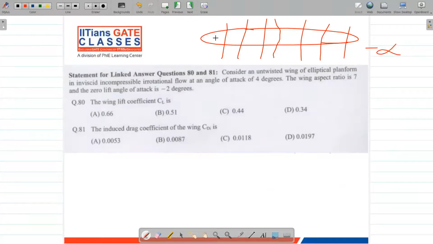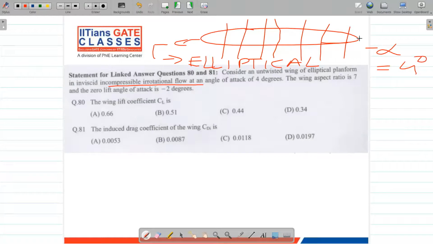And the elliptical planform means you'll have an elliptical gamma distribution as well. And from lifting line theory, we know that when we apply it to a special elliptical lift distribution, we know how to deal with it. And it's an incompressible inviscid flow field at an angle of attack of 4 degrees. So it's kept at an angle of attack of 4 degrees, and this 4 degrees is going to be constant throughout the span since we do not have any twist.